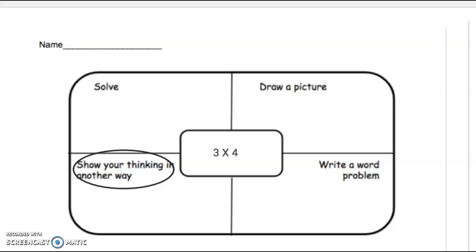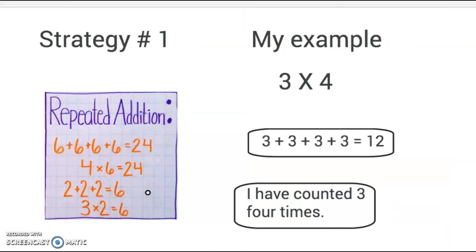And so the purpose of this video is to show you different strategies for solving a multiplication problem like 3 times 4. Strategy number 1 is repeated addition. So in the example, it says repeated addition, 6 plus 6 plus 6 plus 6 equals 24, and that's the same as 4 times 6. We are adding 6 4 times.